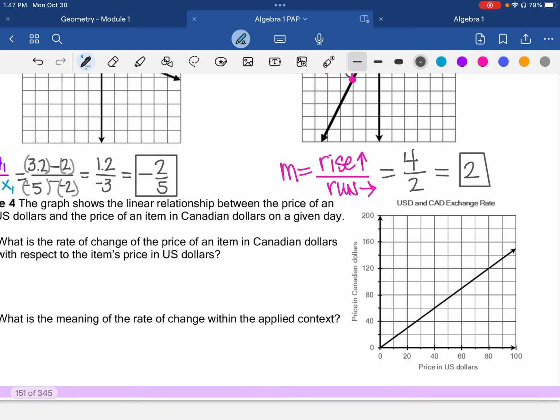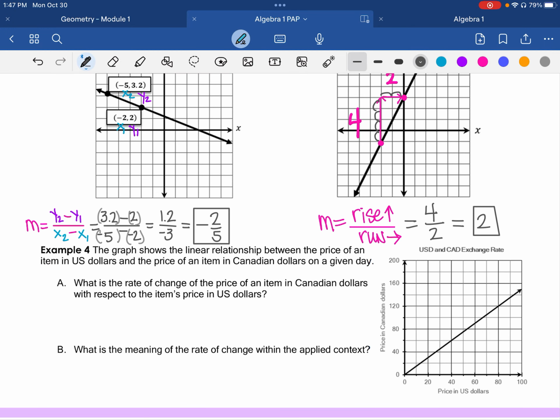All right, our last example today is a graph that shows the linear relationship between the price of an item in US dollars and the price of an item in Canadian dollars on a given day. What is the rate of change of the price of an item in Canadian dollars with respect to the item's price in US dollars? Notice they're asking for rate of change. That's just another way of them asking to find the slope. Since it is a graph, we can use the rise over the run.